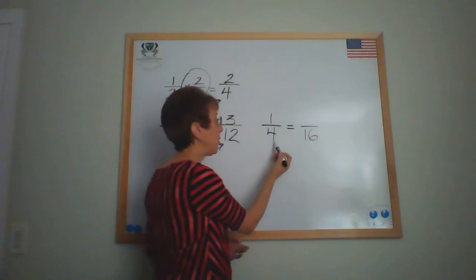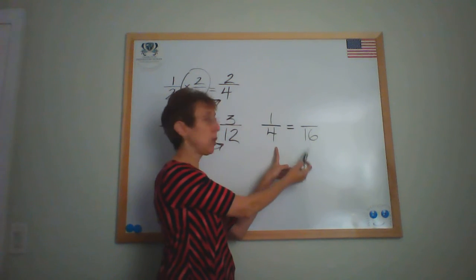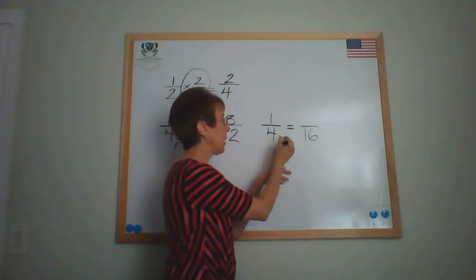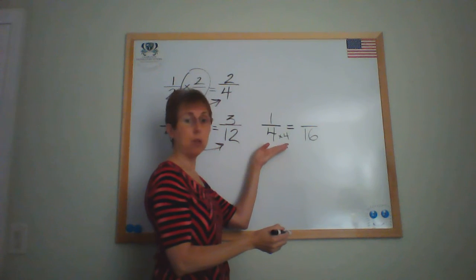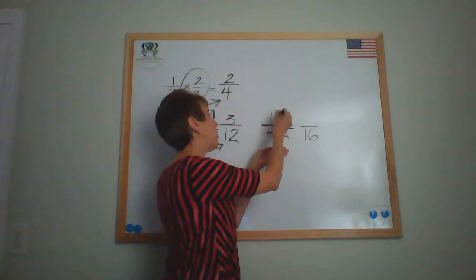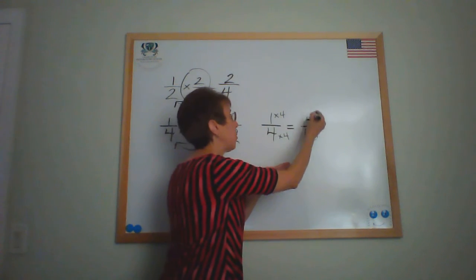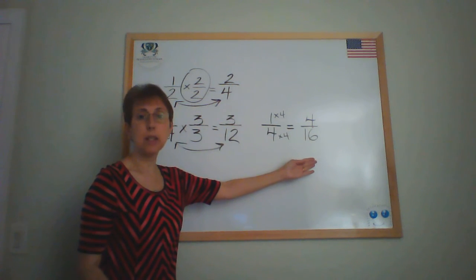So then what you have to do is, since they've already given you a denominator, you have to look and ask yourself, what did you multiply the 4 by to equal 16? And you multiplied it by 4. So therefore, since you're multiplying the denominator by 4, you have to also multiply the numerator by 4. And 1 times 4 equals 4. So 1/4 is equal to 4/16.